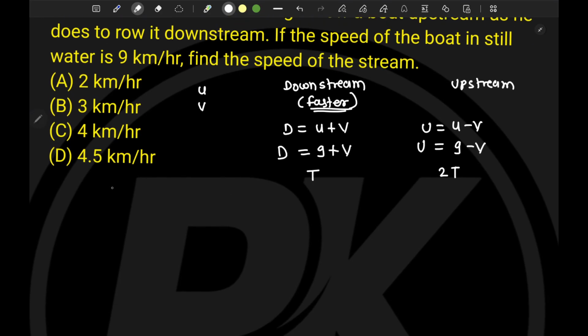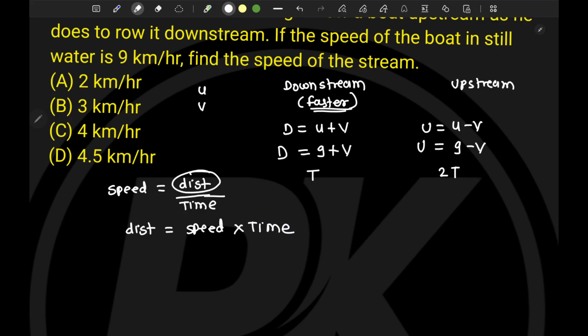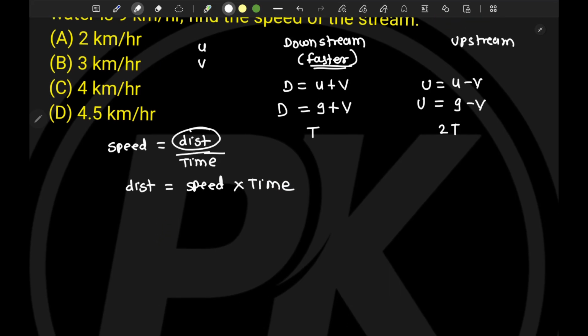We know, in speed, time and distance, we have only this formula: speed is equal to distance divided by time. In such problems the distance is the same, and hence I can write distance is equal to speed into time, the same way we did while deriving the equation. Now, this distance is the same.